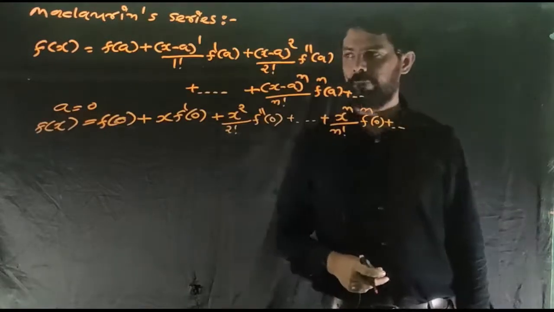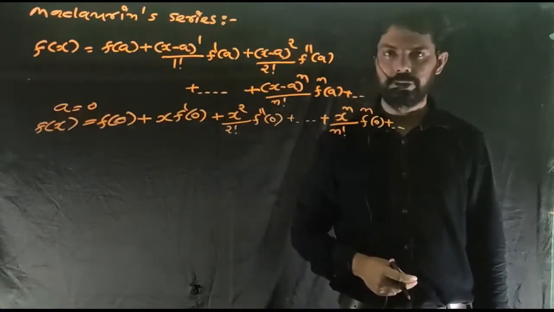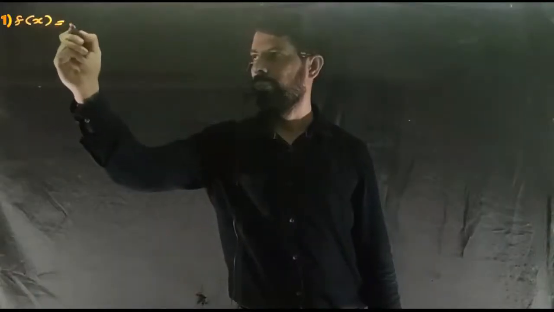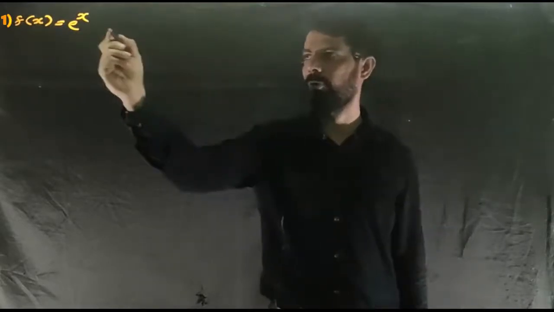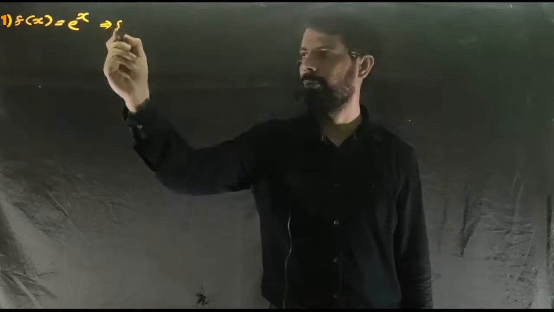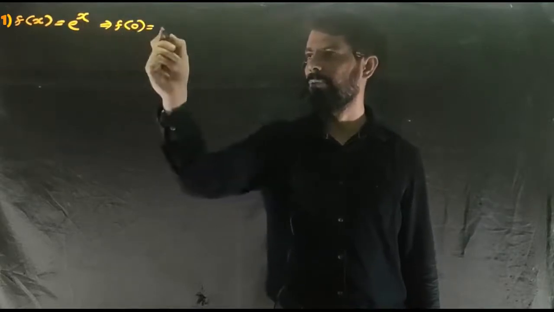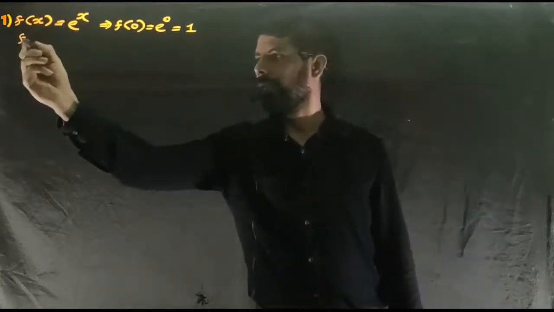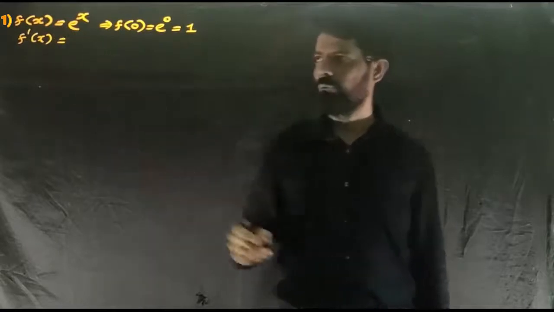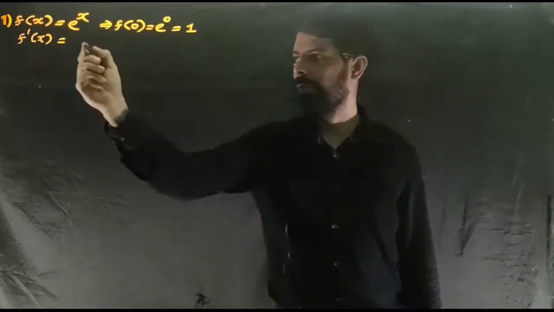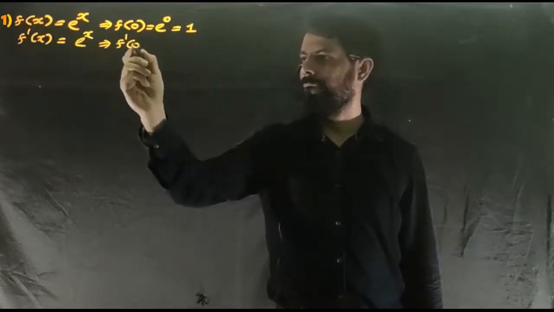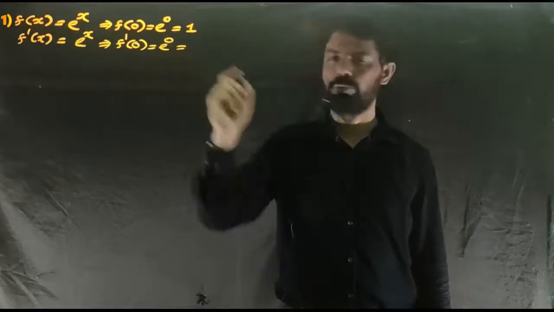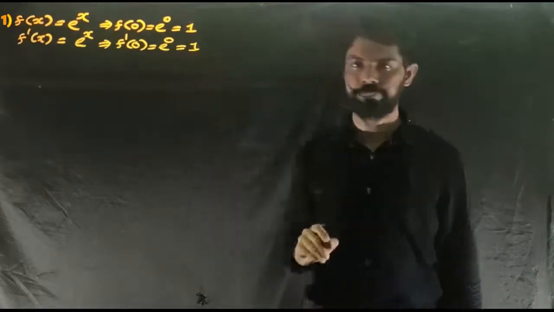Now we will discuss Maclaurin series of standard functions. So here we will have to discuss Maclaurin series of function e raised to x. First of all we will have to find out value of f of 0. Replacing x by 0, value of e raised to 0 is 1. Then taking derivative of f of x, derivative of e raised to x is e raised to x, and replacing x by 0, it will be e raised to 0 and value of e raised to 0 is 1.